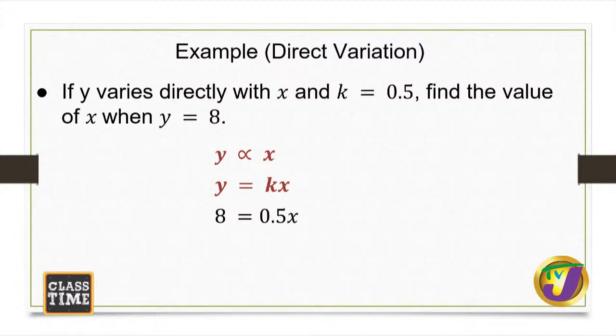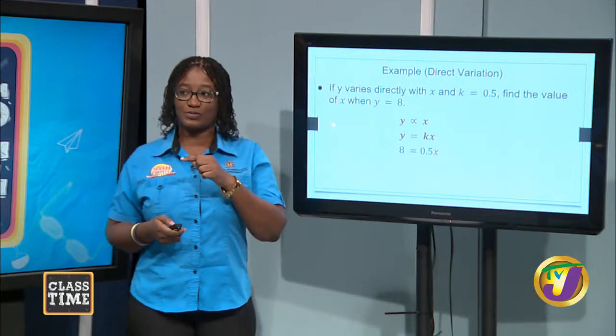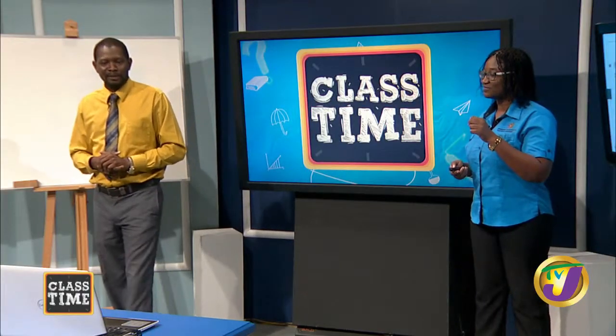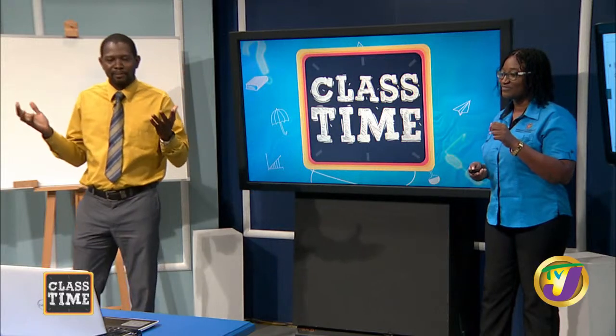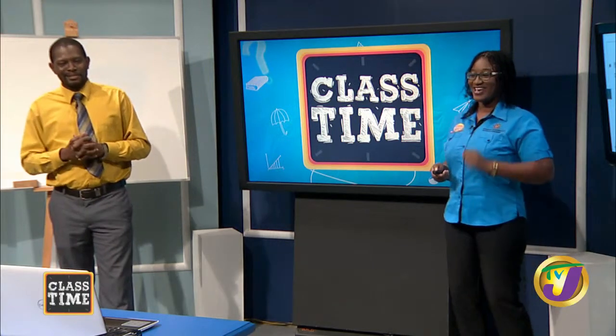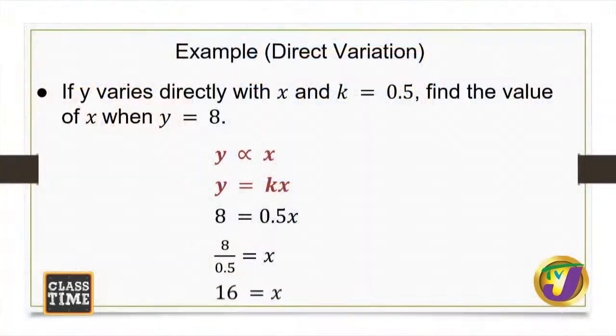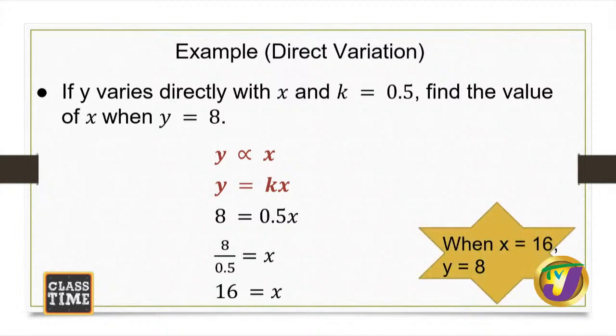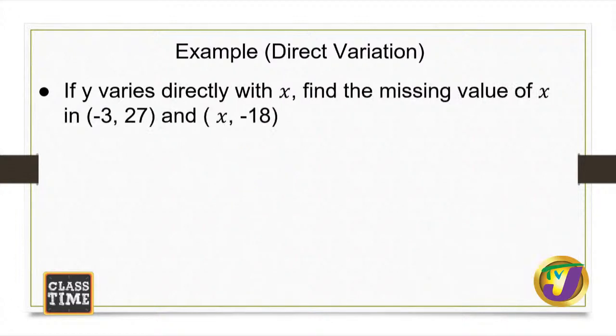Beautiful. So let's do our substitution quickly. We have our y value, which is 8, and our constant is 0.5, and it's multiplying x. I know that my brilliant students out there know how to get x by itself. In TV land, students, what we're going to do right away is divide both sides by what? 0.5. Yes, in TV land, I heard you. And so x is equal to 16. So note that when x is 16, y is equal to 8.